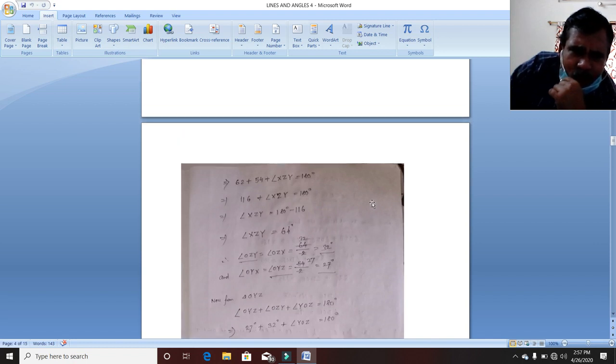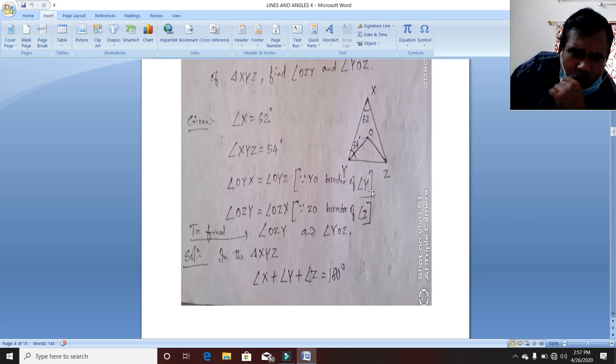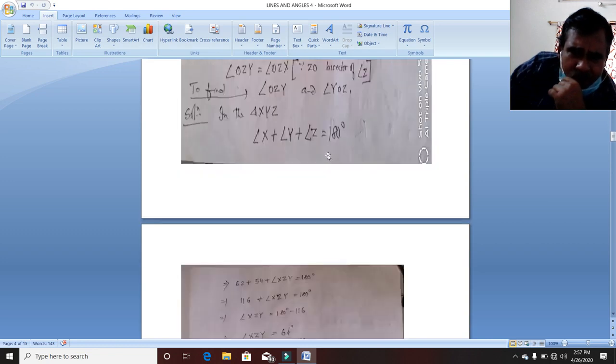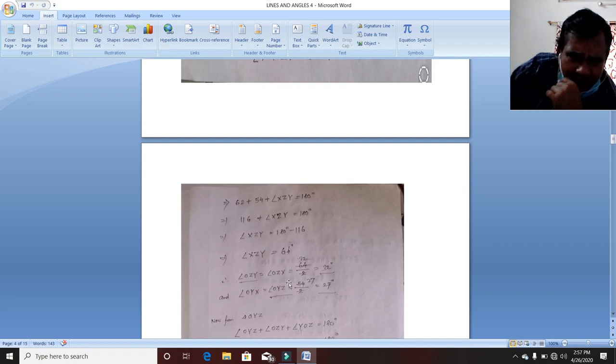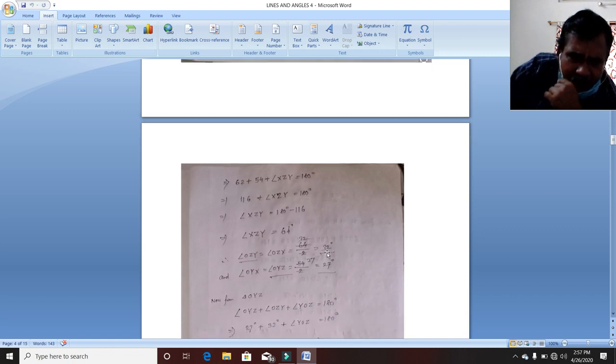Now already I told that OY and OZ are the bisectors, so the two angles are what? Equal. OZY and OZX will be equal, and the total angle is 64. As it is a bisector, it will divide it equally. So the measure of each angle will be what? 32 degrees. So I got the value as 32 degrees.